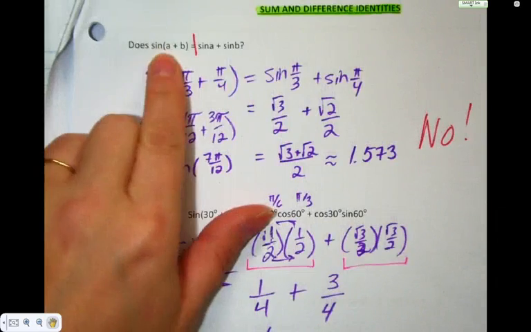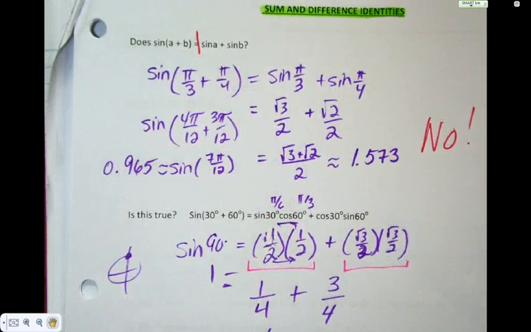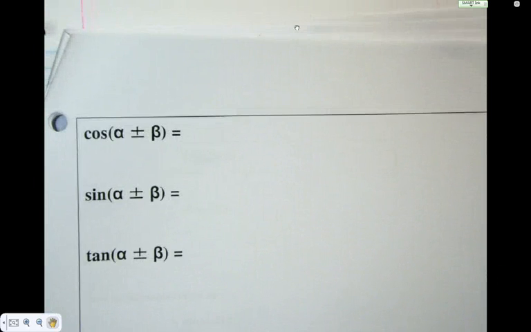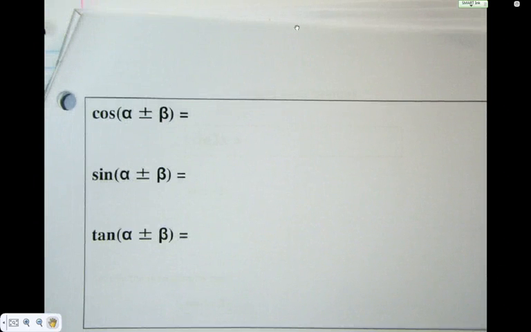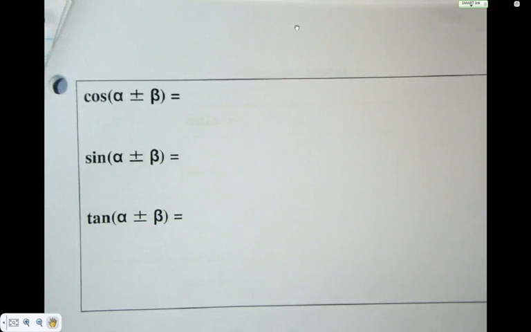So the point of this is no, you can't just distribute a function. If we turn the page, what we're going to look at now are 6 new formulas. They're called cos of alpha plus beta, cos of alpha minus beta, sine of alpha plus beta, sine of alpha minus beta, tan of alpha plus beta, and tan of alpha minus beta. What the heck are alpha and beta? Yeah, they're just Greek letters.